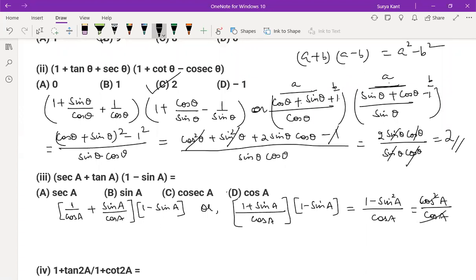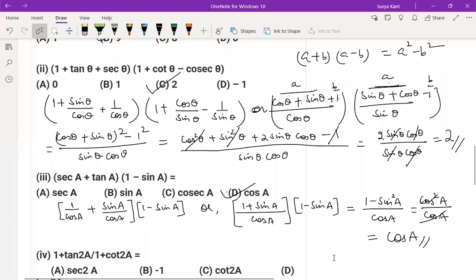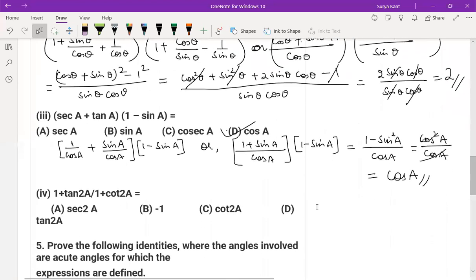So you'll get the answer as cos A. So your answer is option D. Hope everyone is getting it right. Okay. So next question is question number 4.